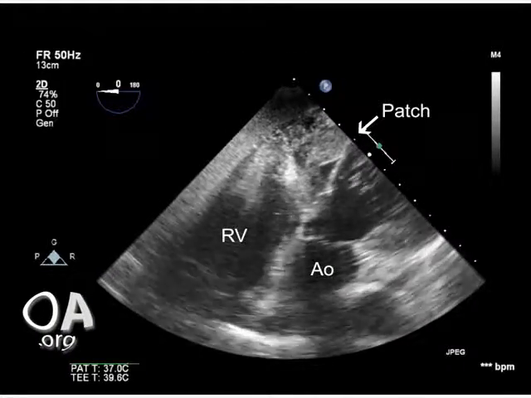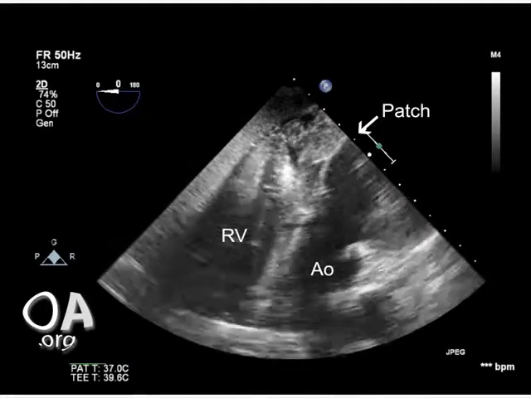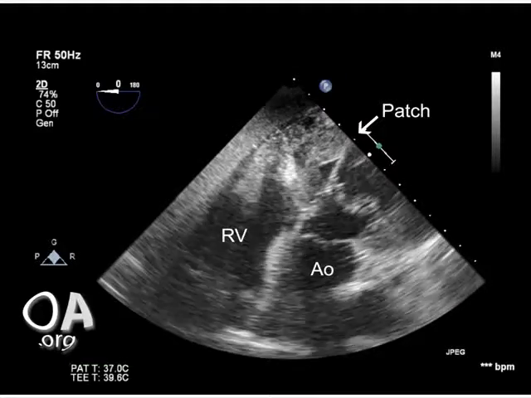This is a transgastric view of the bovine pericardial patch that was placed to repair our patient's VSD. In this view, the left ventricular outflow tract and aortic valve are noted as labeled.